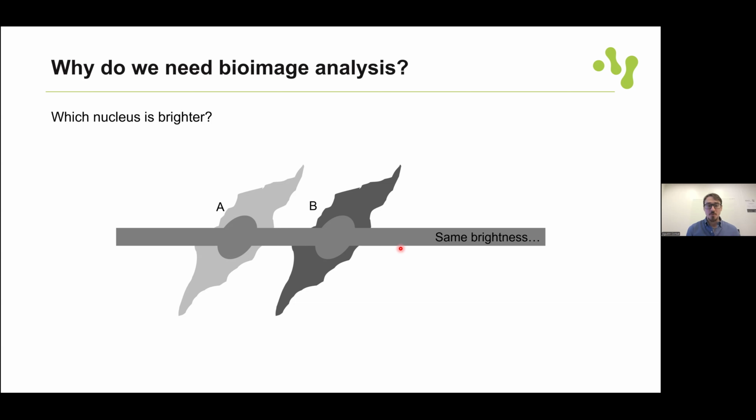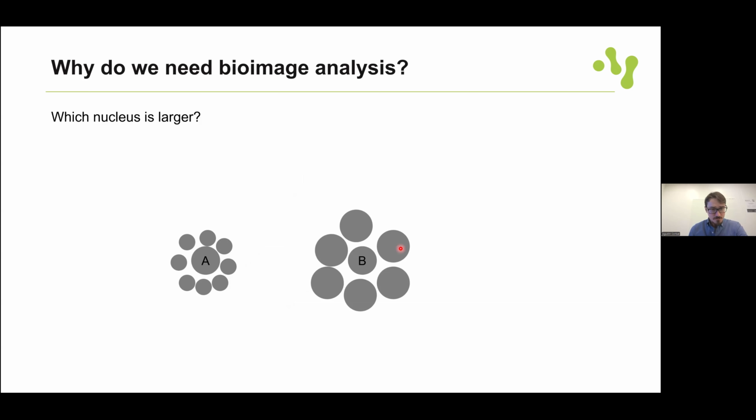So here we have one of these typical optical illusions that we can find. It's not enough to just show an image. If we were to quantify this one, we would have noticed that the nuclei are the same brightness. It's the same intensity in both. So maybe there was more protein in cell B that happened to be in the cytoplasm.